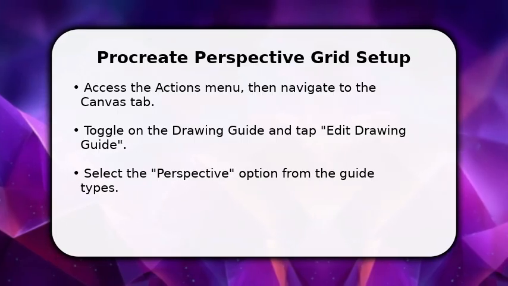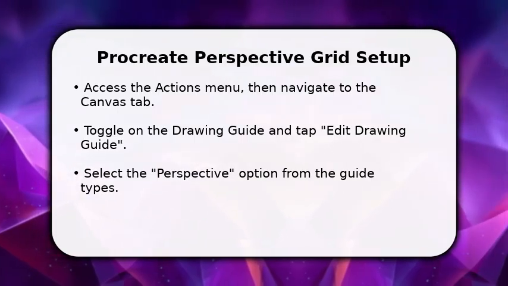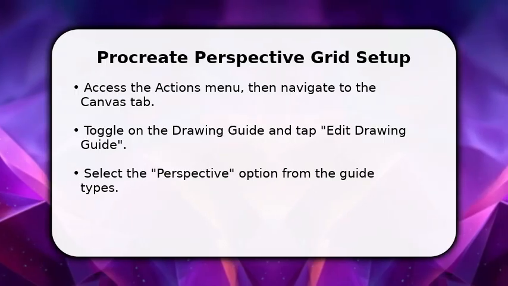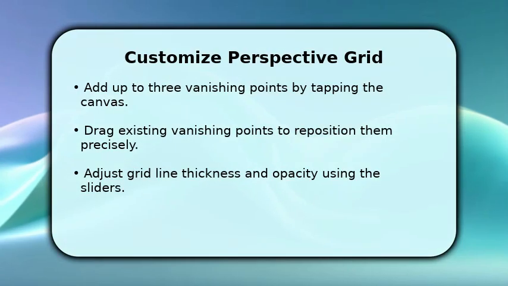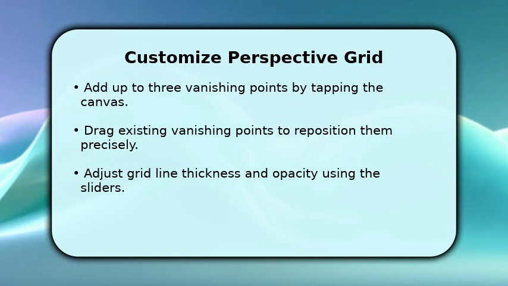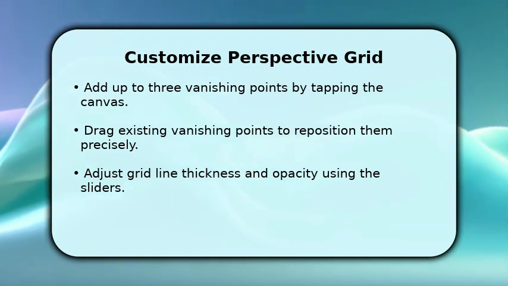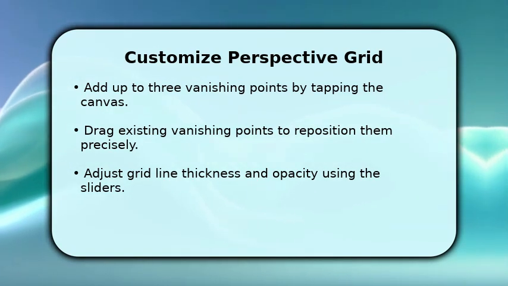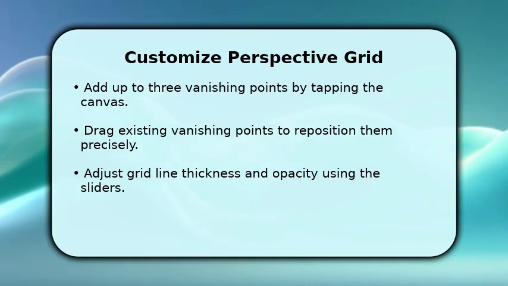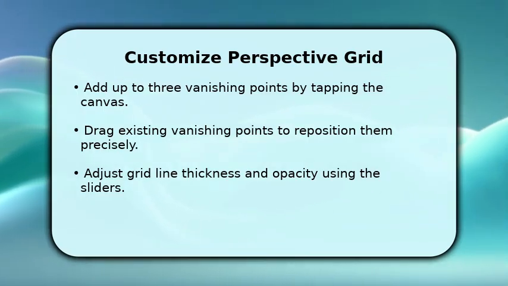You can then tap on your canvas to place your first vanishing point, which is essential for creating depth in your artwork. Once you have placed your initial vanishing point, you can add up to 2 more, for a total of 3, by simply tapping on the canvas again. Feel free to drag these points around to achieve your desired perspective.